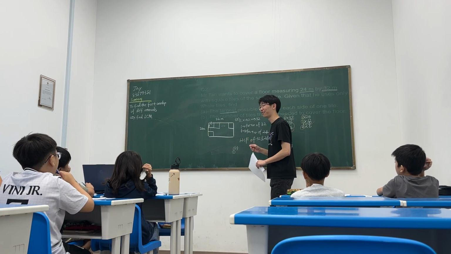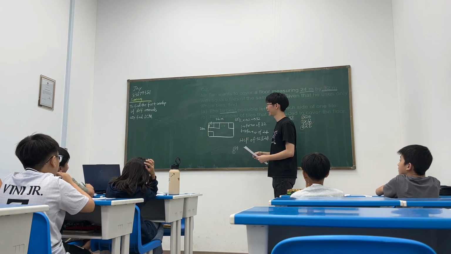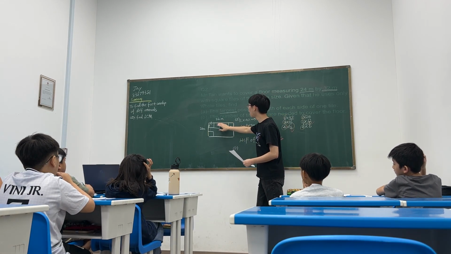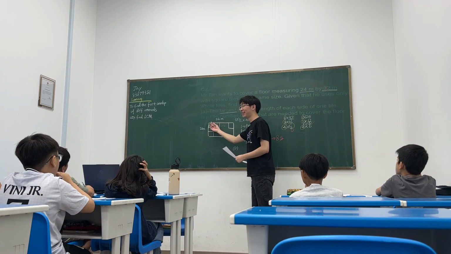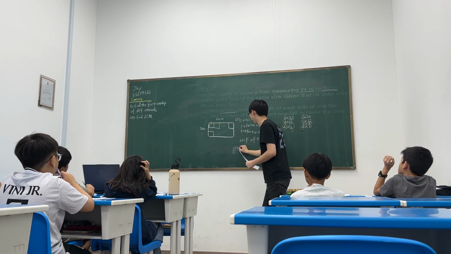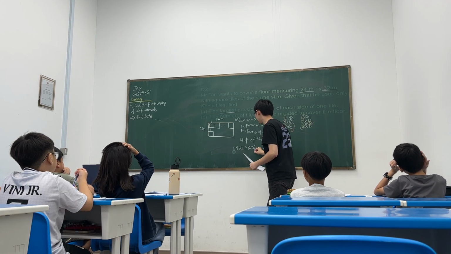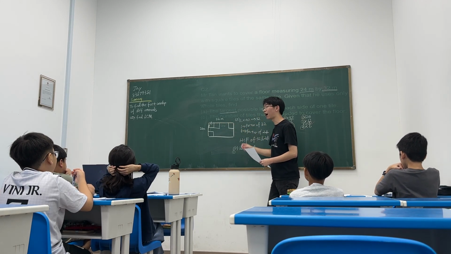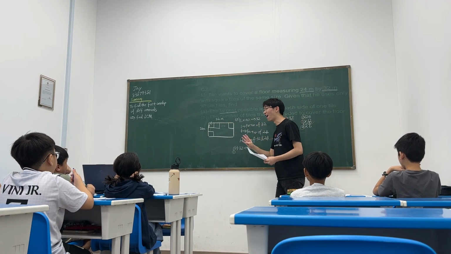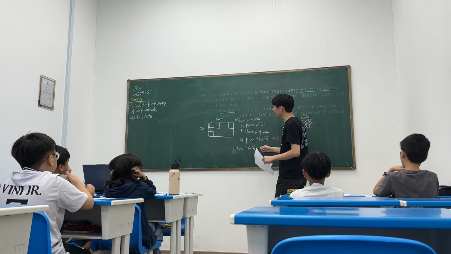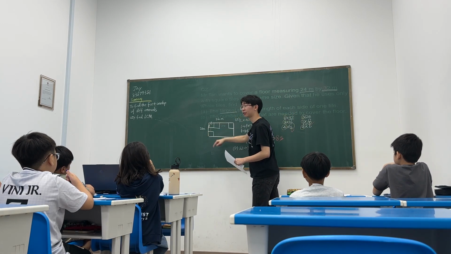How do you know it's 12? 32 divided by 8. This will give us what? Divided by 8 will give us 4. So in each row here, there are how many tiles? 4 tiles, perfect. And then let's check for vertically.